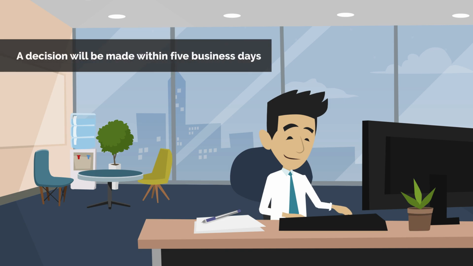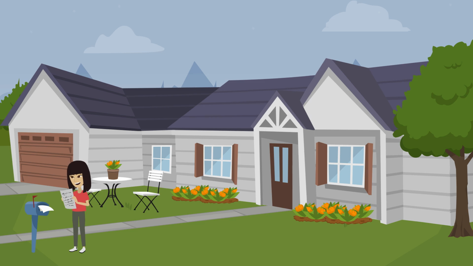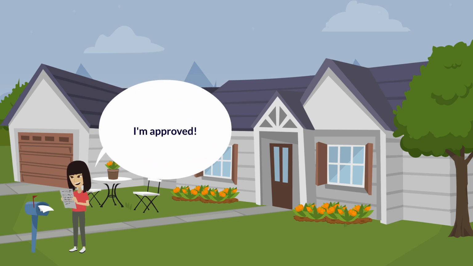A man sits at a desk in an office, typing on a computer. Once the document is digitally signed, a decision will be made within 5 business days. A girl reads a letter from a mailbox outside of a home with a speech bubble that says, "I'm approved." If you are approved to move to a tailored plan, you will receive a letter telling you that you are enrolled beginning on the first day of the following month.